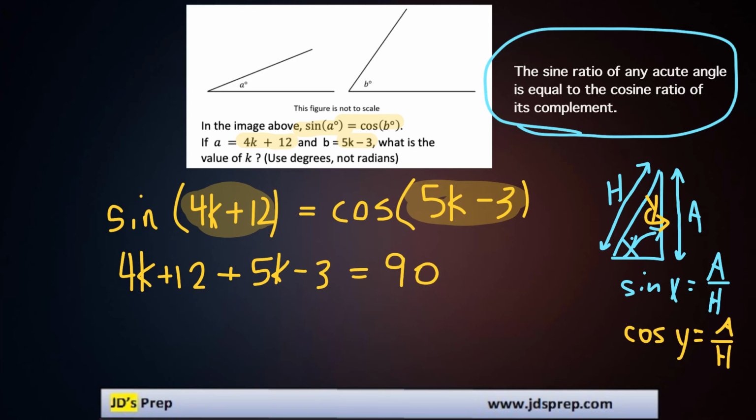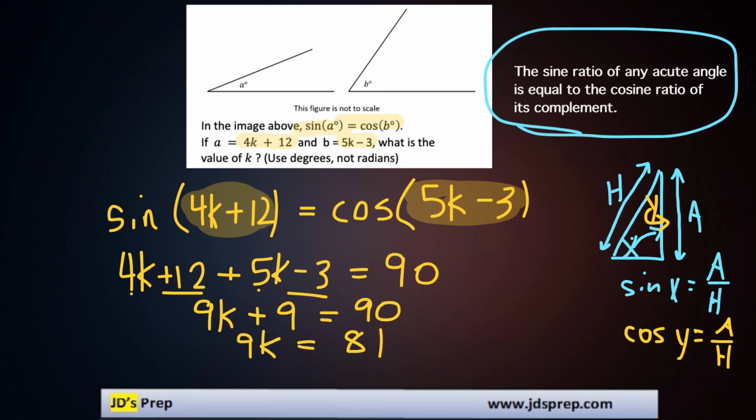I'm going to start by combining our k terms together. We've got 4k plus 5k, which is 9k, and plus 12 minus 3 would just be plus 9. So 9k plus 9 equals 90. If we subtract 9 from both sides of that equation, we would get 9k equals 81. And then finally, for our last step, we would divide by 9. And we would get our final answer that k is equal to 9.